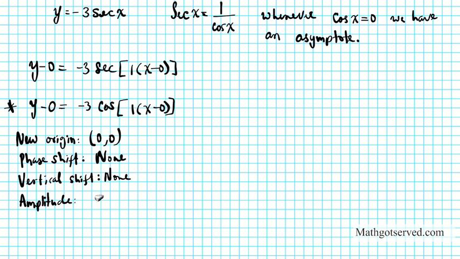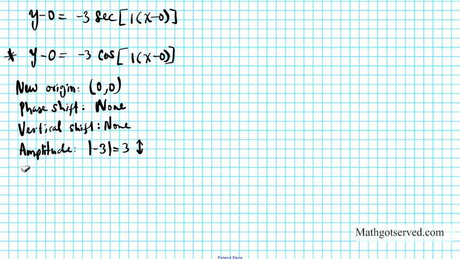The amplitude is the absolute value of negative 3, which is just 3. That's up and down. The period is 2 pi over b. So in this case, it's going to be 2 pi over 1, which is just 2 pi. And our frequency is the reciprocal of the period, which is 1 over 2 pi. Okay? All right, let's go side to side.